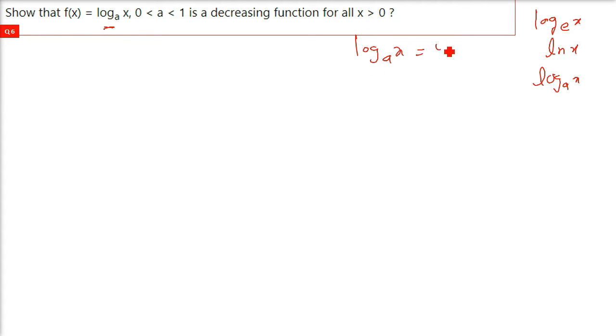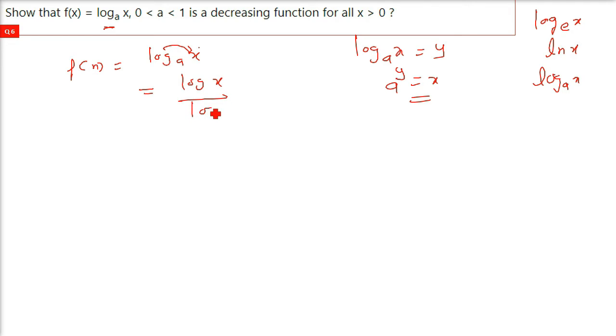So log base a of x just means a raised to the power y equals x. It's just that. If you have a problem in finding the log, just take a raised to y equals x. So when we differentiate log base a of x, you can make this into natural log: log x divided by log a, where the base can be e. So log base a of x can be made like this.